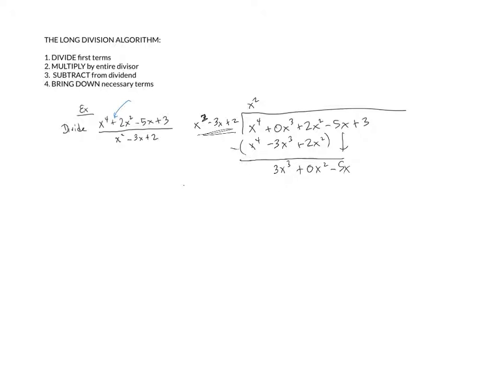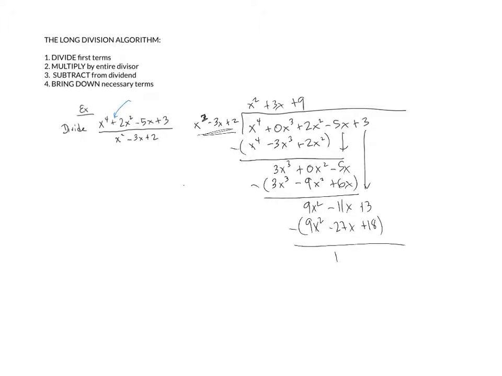3x cubed divided by x squared is 3x. 3x times that divisor would give me 3x cubed minus 9x squared plus 6x. I'm going to subtract. And that first term goes away. This gives me 9x squared. This would give me negative 11x. I have 2 terms. I need to bring down the third. 9x squared divided by x squared is 9. Multiply that out. Subtract. Excuse me. 16x minus 15.